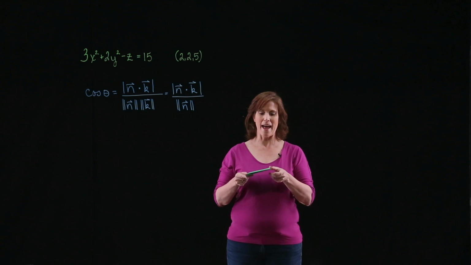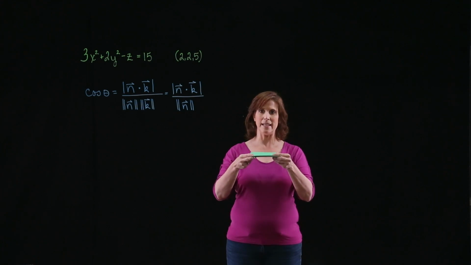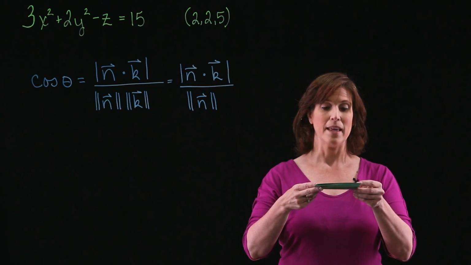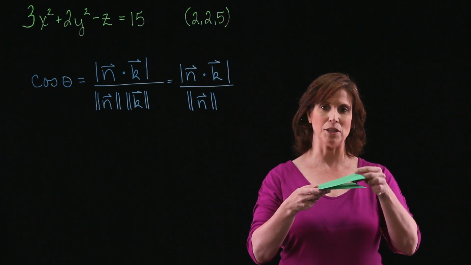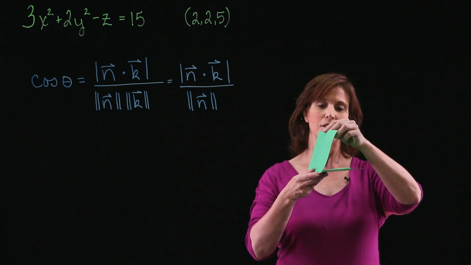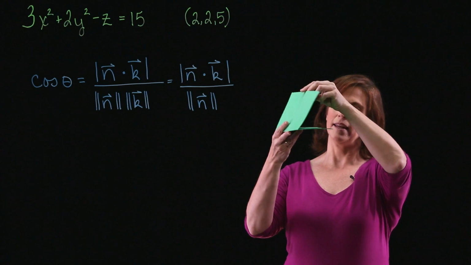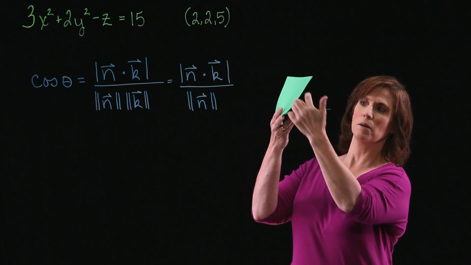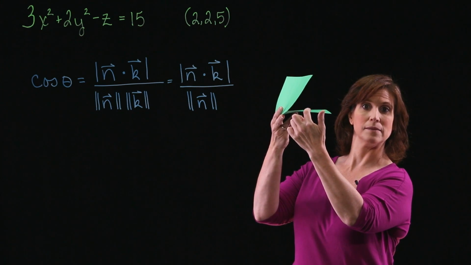Well, if you can imagine, I have a plane that's sitting on the xy plane, and then I'm going to look at a tangent plane to my surface. So the angle of inclination then is going to be this angle between those two planes.